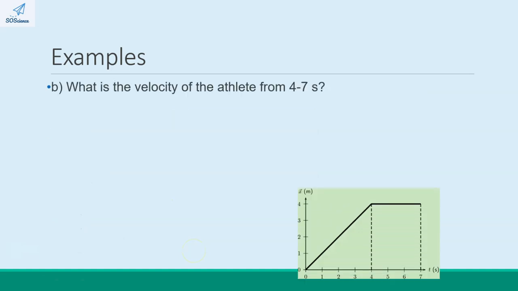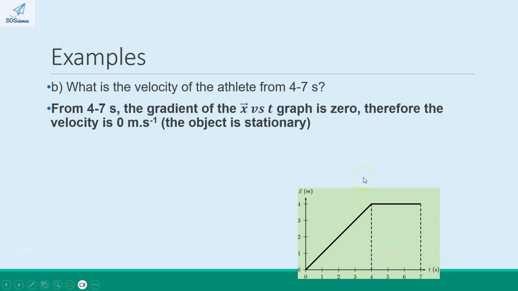What is the velocity of the athlete from 4 to 7 seconds? We don't need to prove it by calculation. We just need to state that because the gradient of the x versus t graph is 0, the velocity is 0 meters per second. And that's obviously because the object's not moving. It is stationary. And lastly, we need to be able to describe the motion of the athlete.